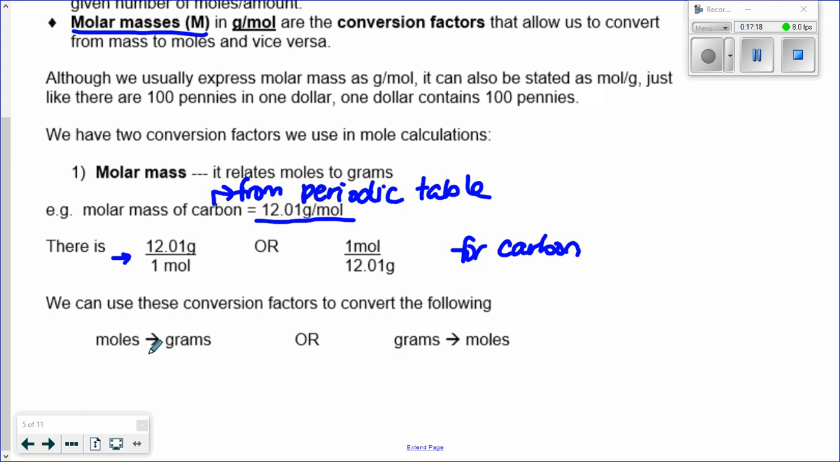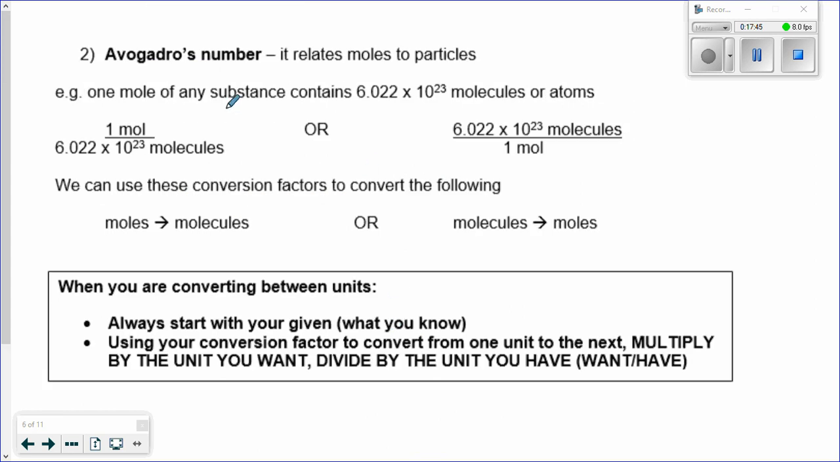So we can use these conversion factors to convert the following. We can use this conversion factor to convert from moles to grams, or we can use this conversion factor to convert from grams to moles. This is going to hopefully make a little bit more sense once we actually look at the types of problems that you'll see. So other conversion factors that we will use in mole calculations is related to Avogadro's number.